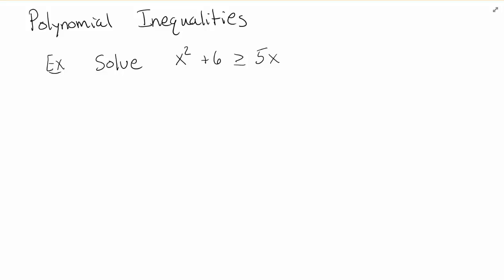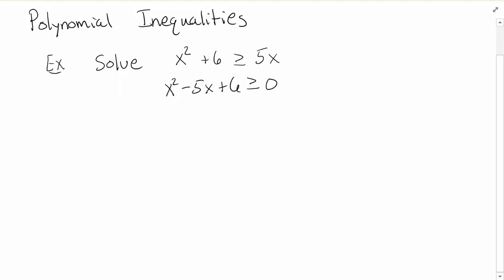Let's talk about polynomial inequalities, and let's just jump into an example. We're going to solve x squared plus 6 is greater than or equal to 5x. We are much better at figuring out when things are 0 or positive or negative, so I always shuffle everything over to one side of the inequality. You can choose which side. I'm going to go left, so x squared minus 5x plus 6 is greater than or equal to 0.